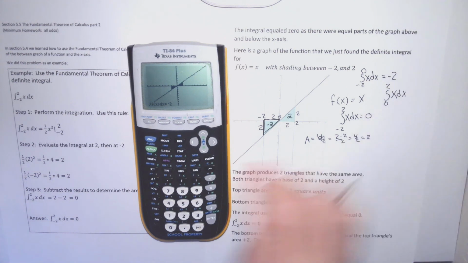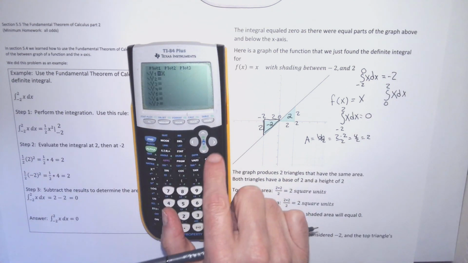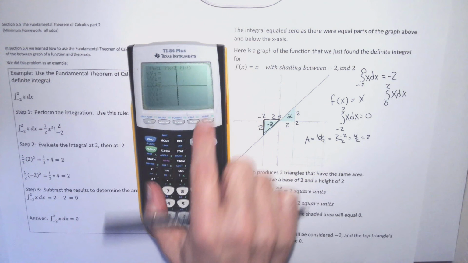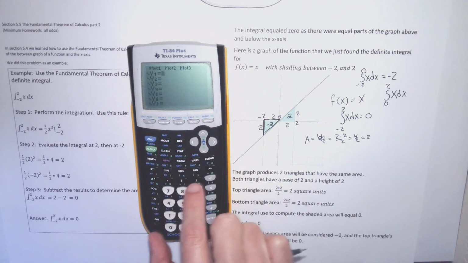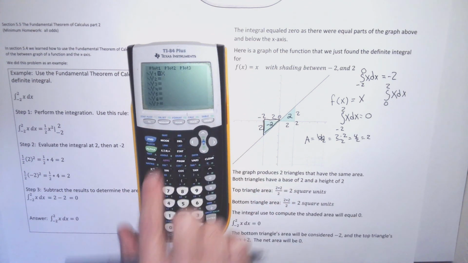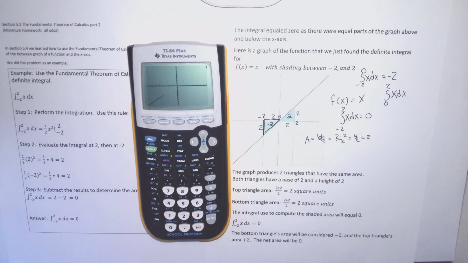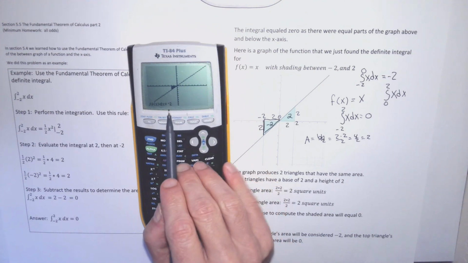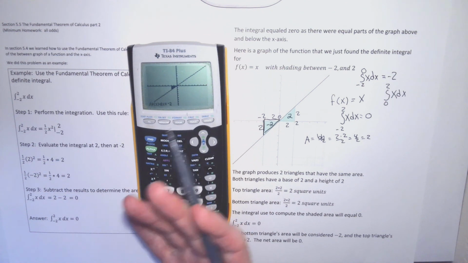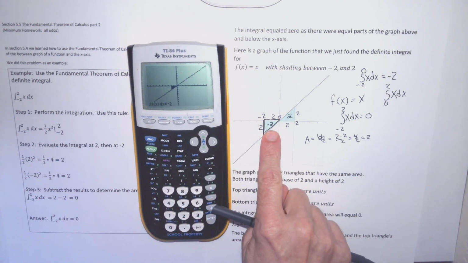And then similarly, if I integrated from 0 to 2, that same function, let me clear the function so you can see the calculations better. When I do this calculation, second calc, f of x, start at -2, end at 0, it's just doing the lower triangle, and the definite integral value is -2, even though the area is +2.